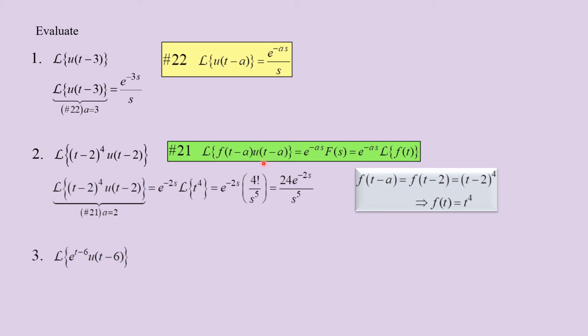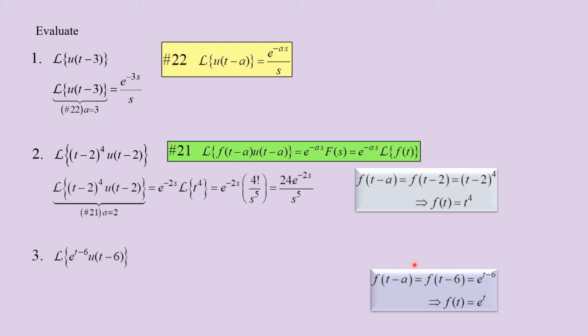Okay, so it means that a must be equal to 6, and f of t minus a is e to the power of t minus 6. So f of t minus a is equal to e to the power of t minus 6. But a, as we know, is 6. That means f of t minus a is the same as f of t minus 6.